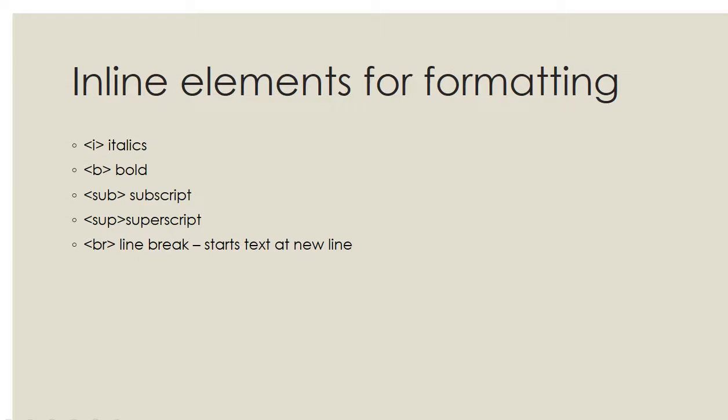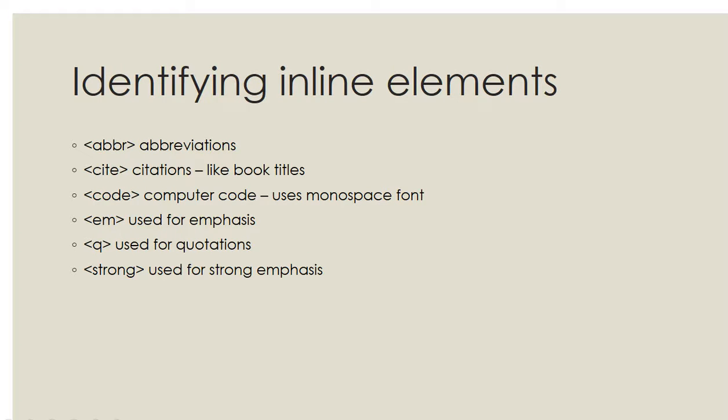The next thing we're going to discuss is inline elements for formatting. And you see that we have your italics, your bold, subscript, superscript, and your break line. These are just a few to start off. And then for identifying inline elements, we have abbreviations, citations, computer code, EM for emphasis, Q for quotations, and strong is used for strong emphasis.